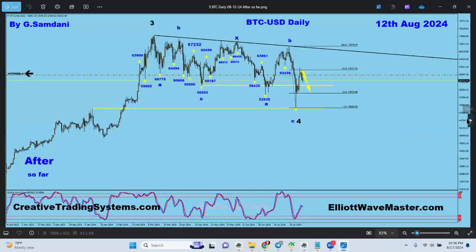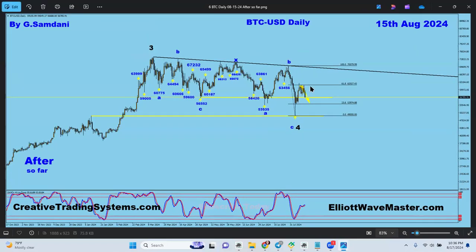Now, where did we end up? Let me see. I have this next slide. Yes. So all the way we came down here to this yellow band that I was talking about, 56,552. Right. So this is where we ended up on the 15th.